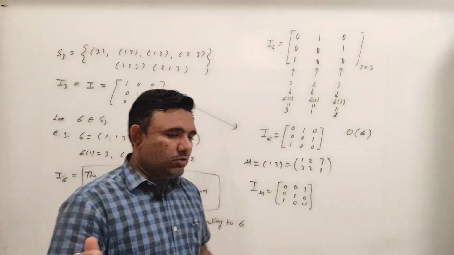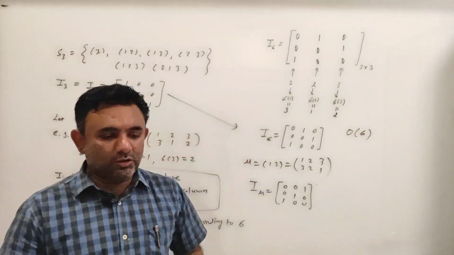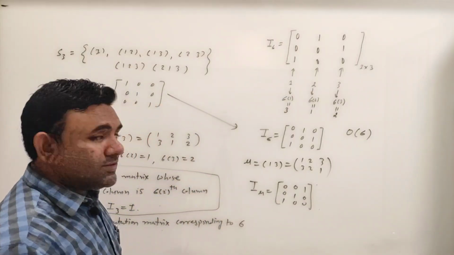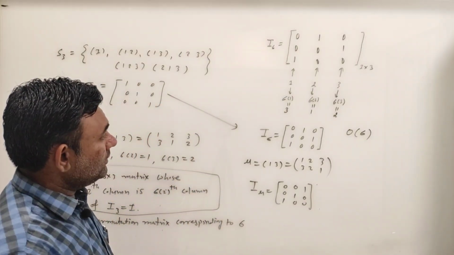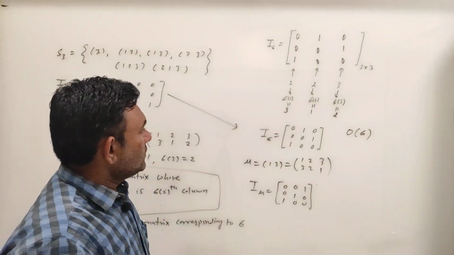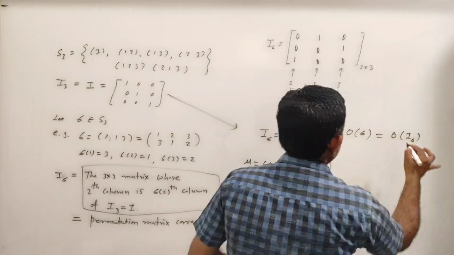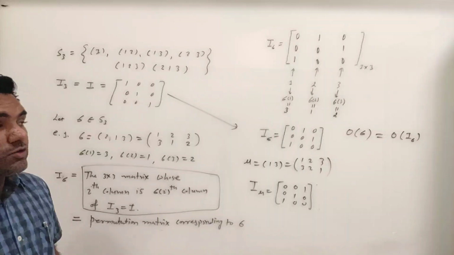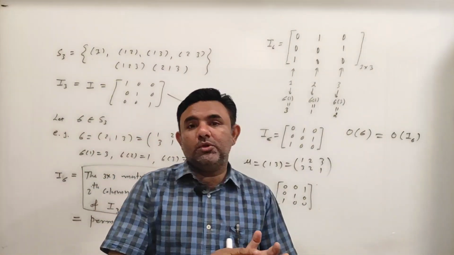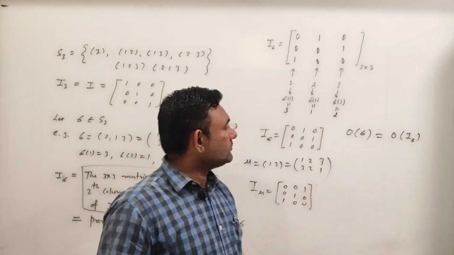You just express it as a product of disjoint cycles, and then the order is just the LCM of the lengths of those disjoint cycles. Another interesting thing about I sigma and sigma: the order of I sigma will be the same as the order of sigma. So the order of a permutation matrix is the same as the order of the permutation. That is one interesting result.